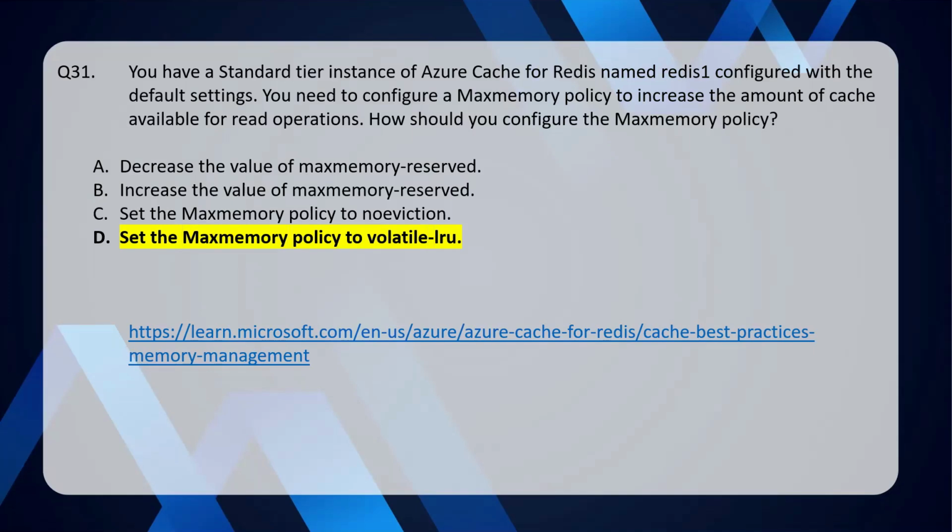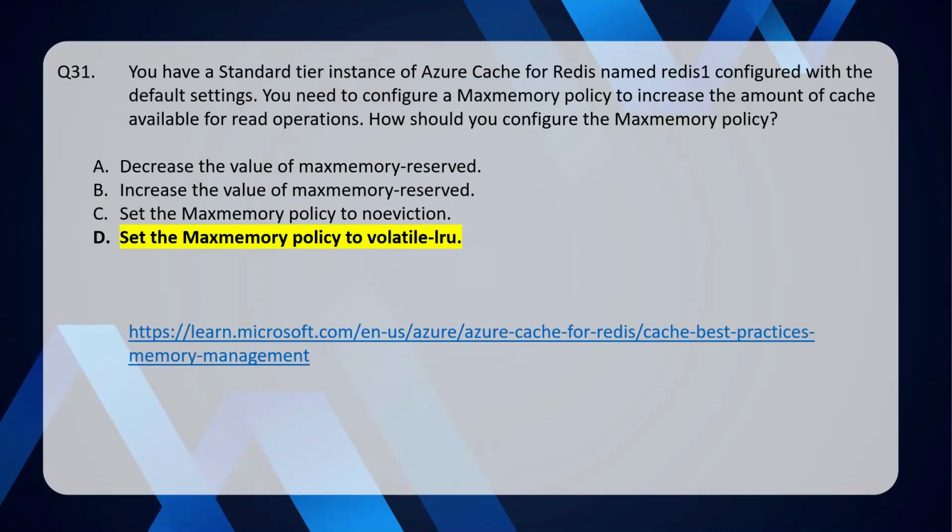Now, friends, decreasing max memory reserved will help marginally, but not as effectively as setting the max memory policy to volatile LRU. Increasing max memory reserved is counterproductive as it will reduce the cache space, and no eviction will force Redis to start returning errors when memory is full.